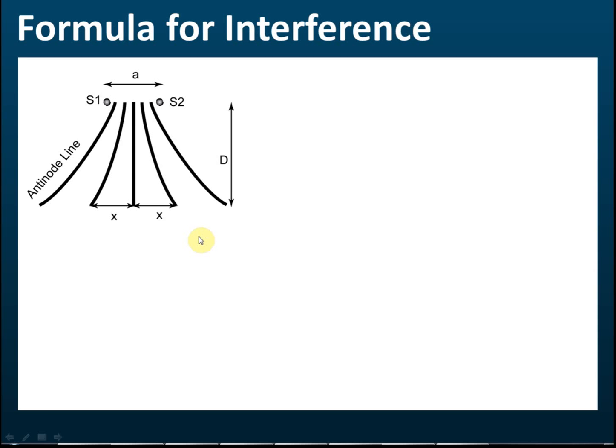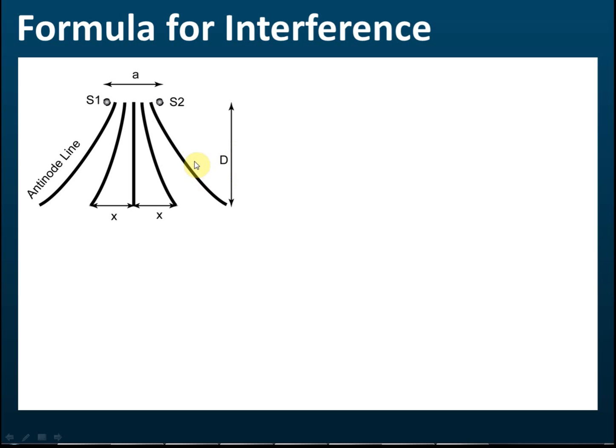Formula of interference. The interference pattern can be used to find the wavelength of the coherent waves. Now let's see this example. There are two sources here, and the waves produced by the two sources interfere with each other and produce an interference pattern. Let's say the solid lines represent the antinodes. The distance between the two sources is denoted by the symbol a, the distance between two successive antinodal lines is represented by the symbol x, and the distance from the source to where x is measured is denoted by D.